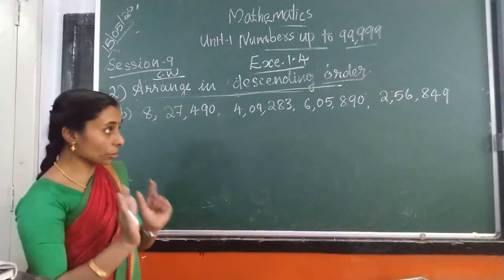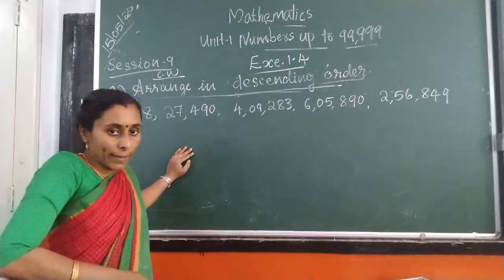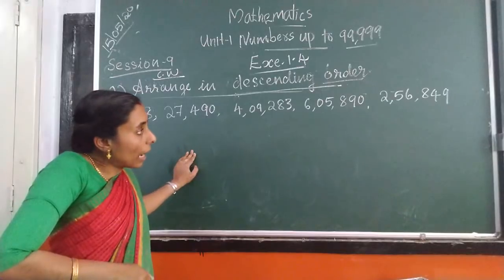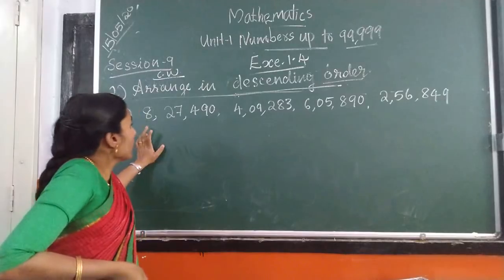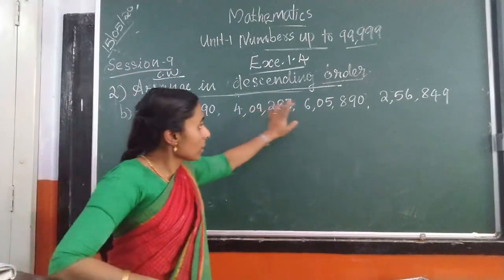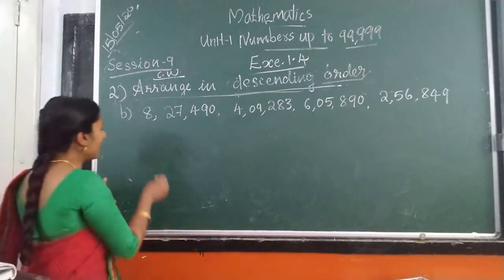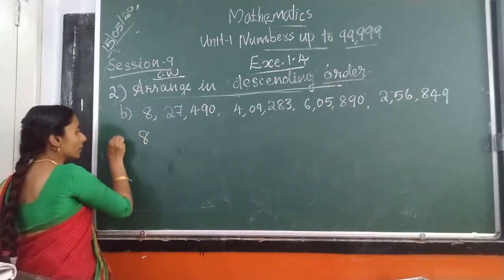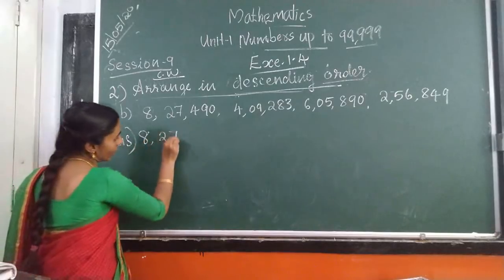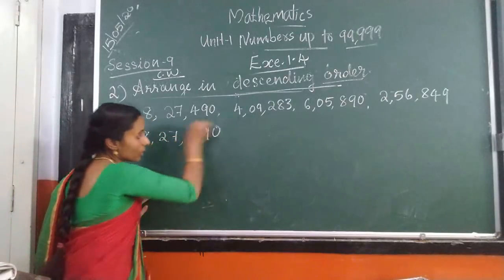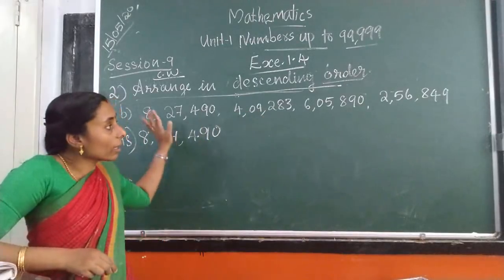So, what do we have to do in the next step? Then we have to compare the highest place. Which number has the highest place value? Here, 8 lakhs, 4 lakhs, 6 lakhs and 2 lakhs. Here, clearly we can say 8 lakhs is bigger than all other numbers. 8,27,490.